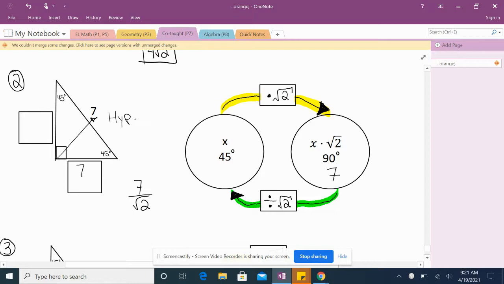We're just going to keep it the way it is. So it stays here 7 divided by square root 2. And remember, this is our x side.